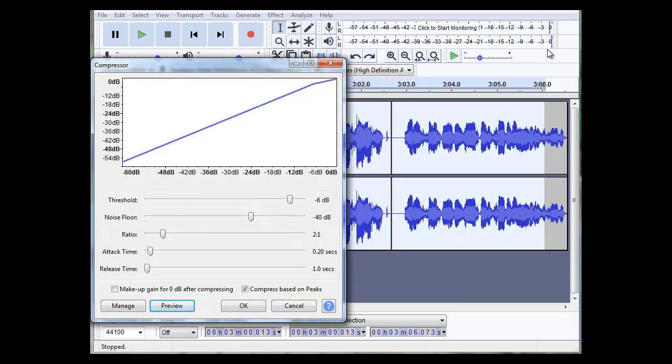Alright, so with the compressor, I noticed that the first voice peaked at 0 and the second voice peaked around -3.